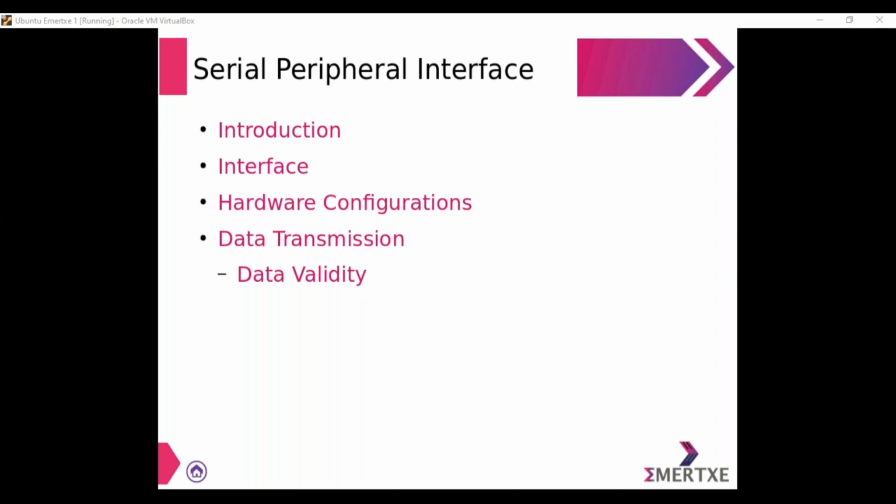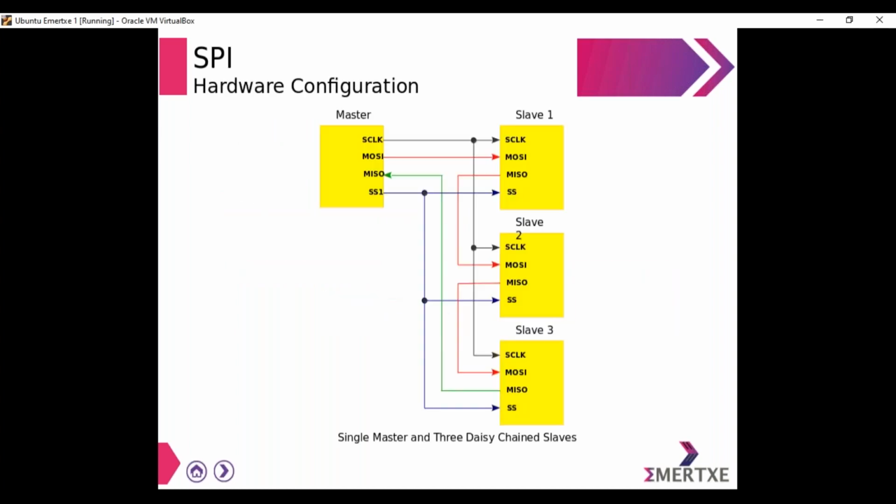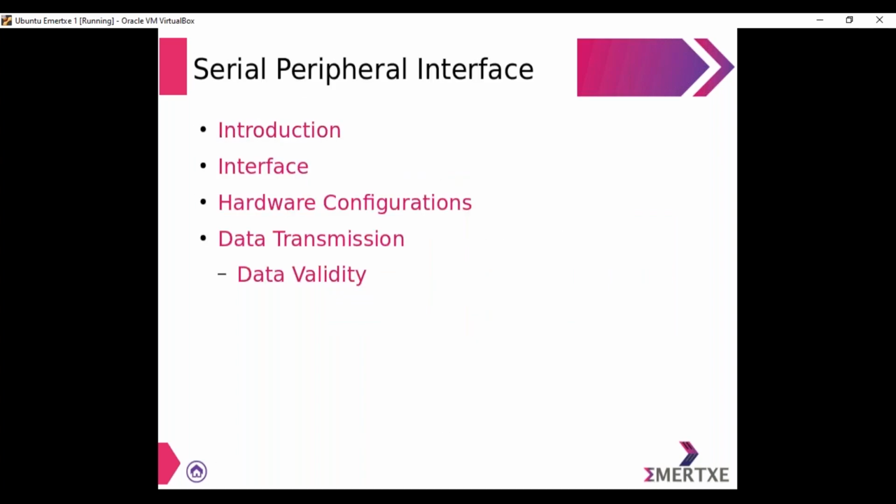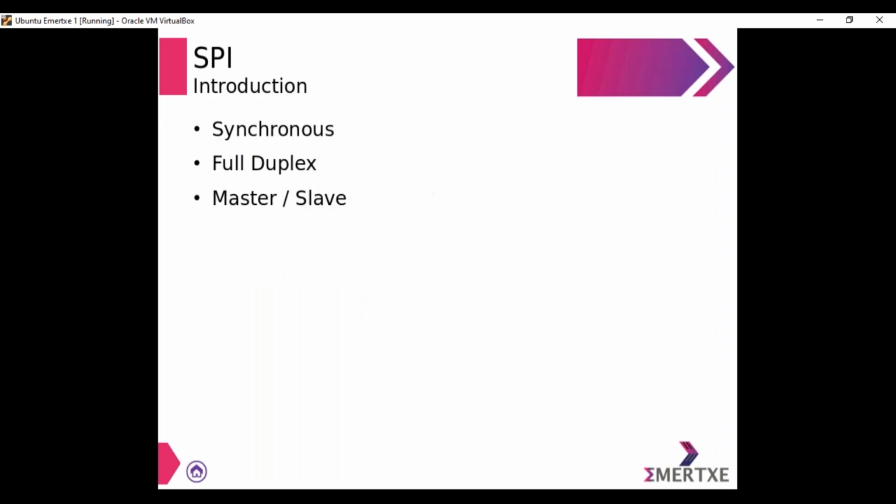All right, so let us continue. I was talking about the SPI protocol, which was introduced by the Motorola company. In this protocol, first we will start with the introduction, then we will see how the devices are interfaced, how hardware configurations are established, and how exactly the data transmission happens. We will see all of them together coming to the SPI protocol.